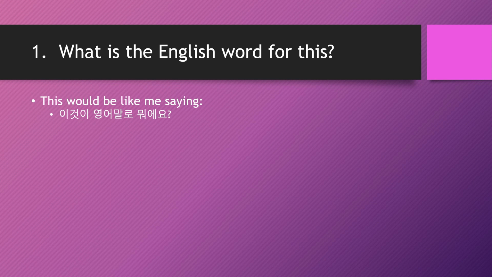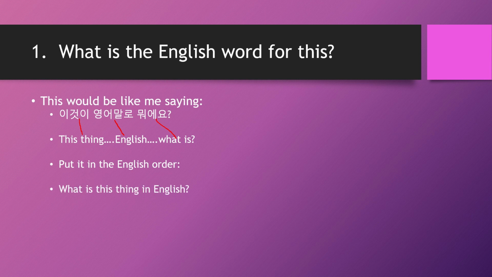How did I do? Anyway, so let's break that down. Let's whip out our pen here. Okay, so 이것이 is, this thing. 영어 말로, to say in English. That should be to say in English, not just English. And then what is. But this is not the English order of speaking. So let us rearrange it. Put it in an English order. What is this thing in English?